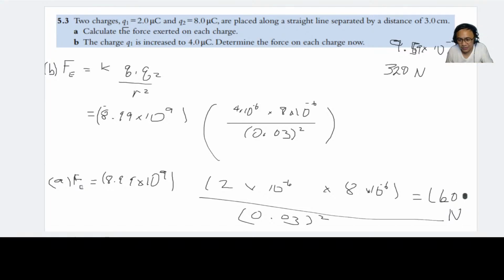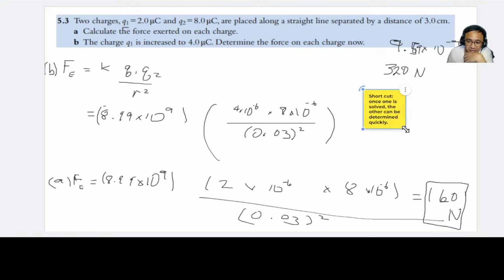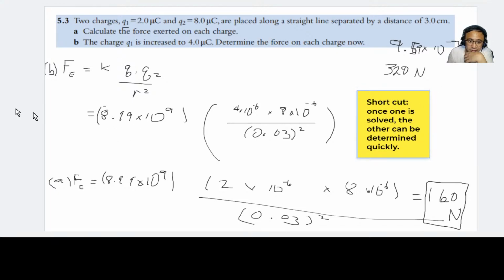Okay. Now, I'll show you a real quick shortcut. Once you solved either one, you don't need to solve the other. Shortcut: once one is solved, the other can be determined quickly. Now, what's the shortcut here? Let's say the other equals 320 newtons.